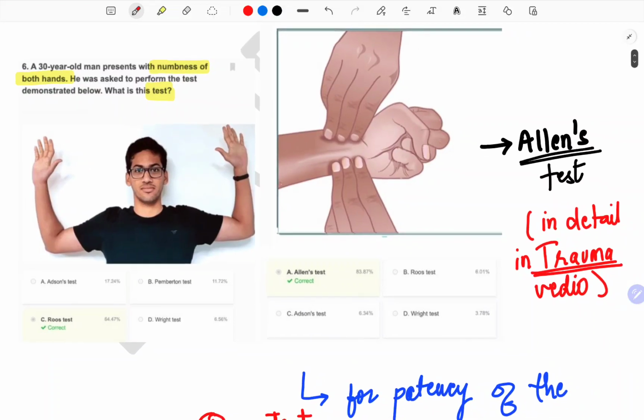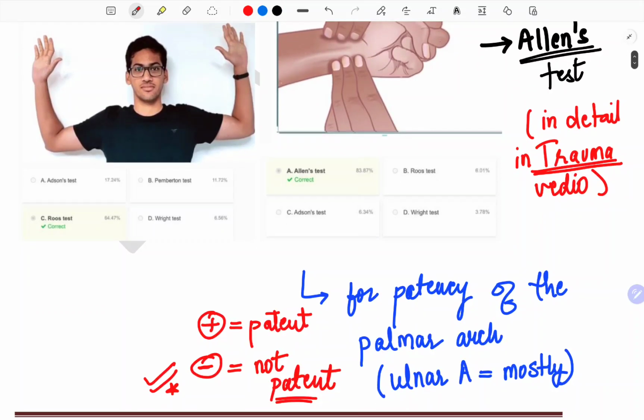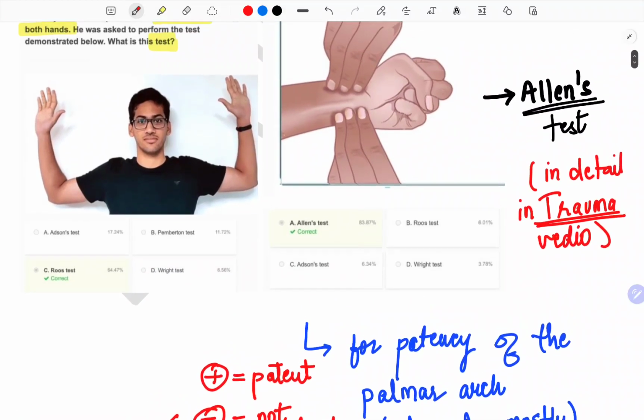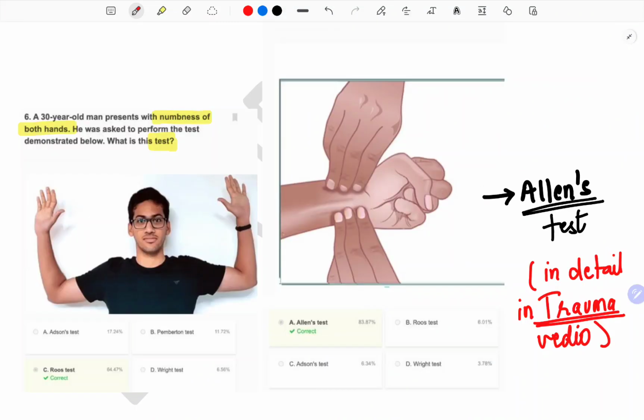Now look at another question, that is Allen's test. This I explained in the previous video of trauma, so you can refer back there. We'll immediately do it. Now this test is performed to check the patency of the palmar arch, specifically ulnar artery obstruction. Now a very important point here is, if this test is positive, that means that both radial and ulnar arteries are patent, and if it is negative, that means there is an abnormality or an obstruction and the arteries are not patent. So the answer here will be Allen's test.